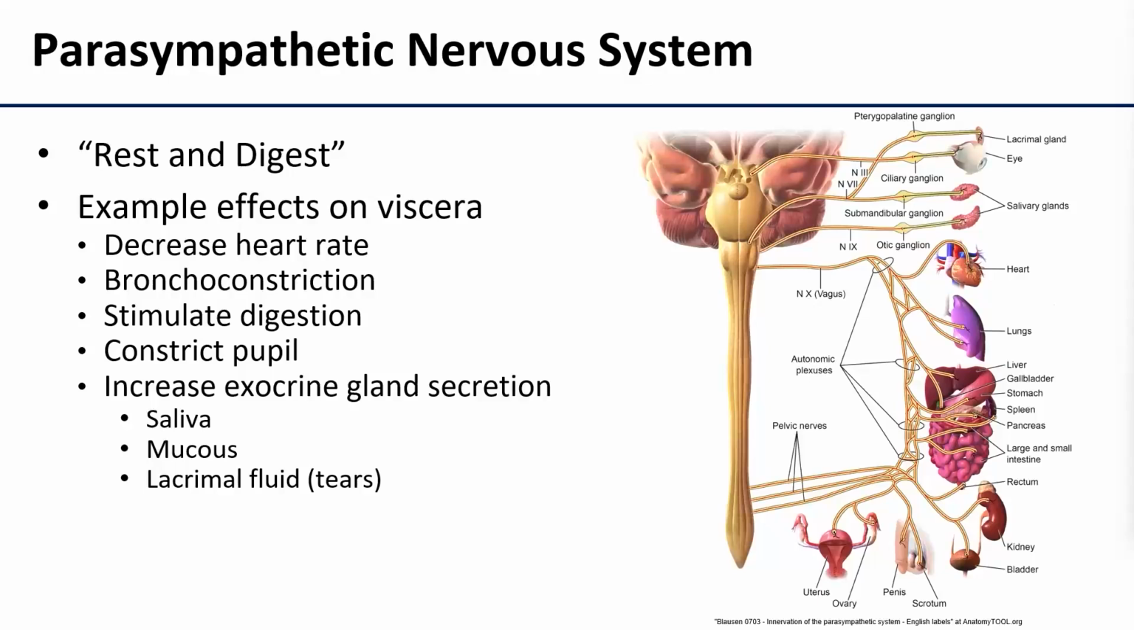constricting the bronchi to reduce ventilation and reduce oxygen intake, stimulating both the chemical and mechanical parts of digestion, constricting the pupils to allow in less light, and increasing exocrine gland secretion. And that is going to include all of the salivary glands.